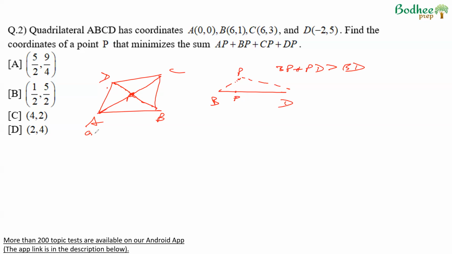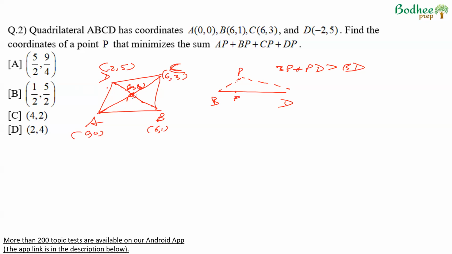Now, A we know is (0, 0). B is (6, 1). C is (6, 3). D is (-2, 5). So what we can do is we can find out the point of intersection of AC and BD. Suppose this point is X comma Y.